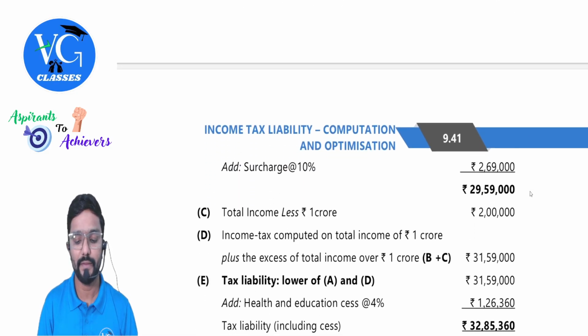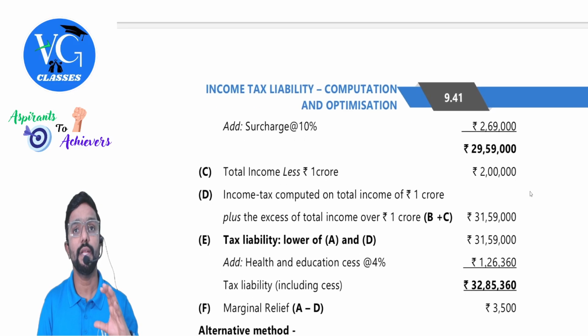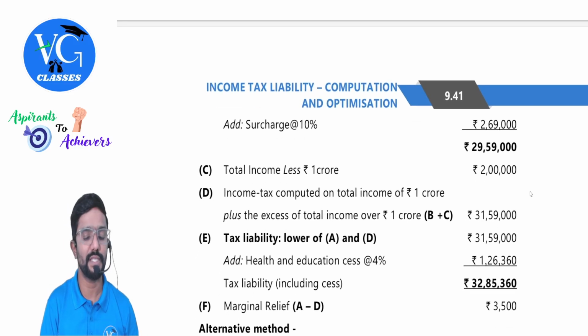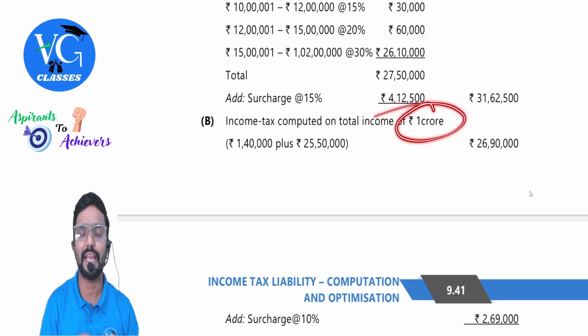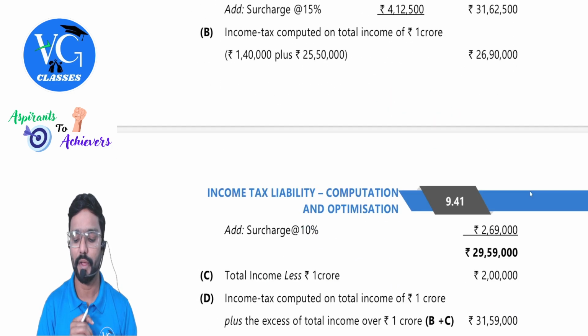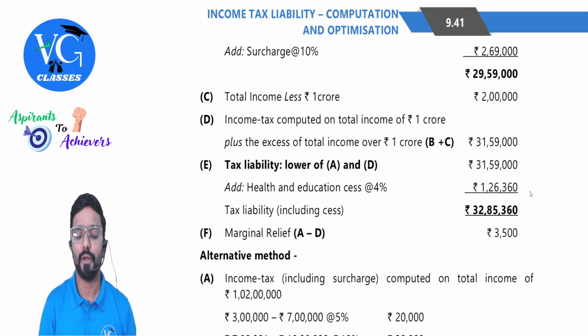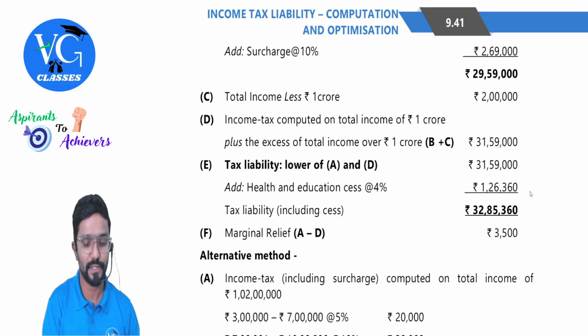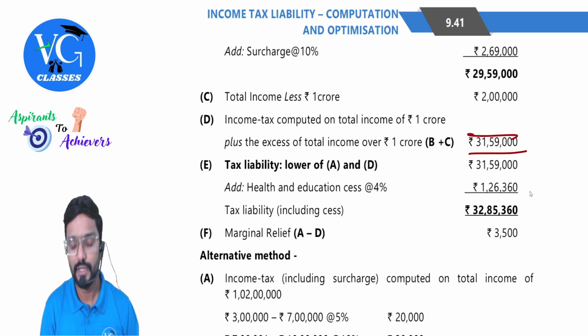Okay, sir. We derive this figure. Then total income in excess of 1 crore, how much is there? 1 crore 2 lakh minus 1 crore. Why 1 crore, sir? Because we have calculated tax on that year. Okay, so you will get 2 lakh. Add up. How much are you getting in the second step? 31 lakh 51,000.